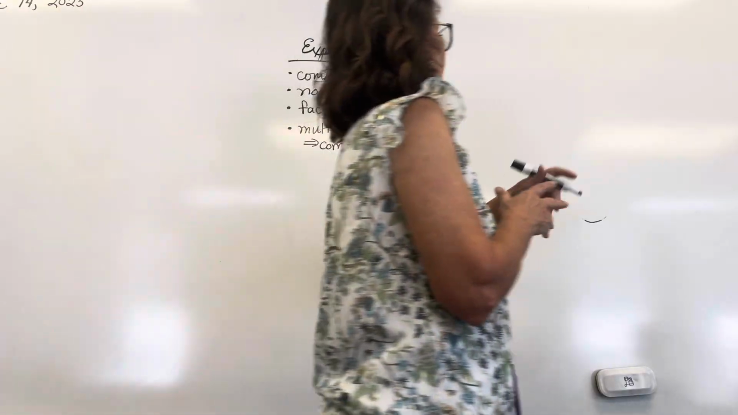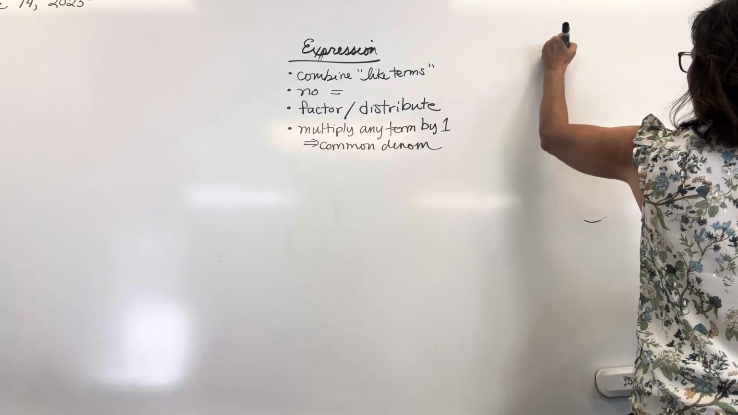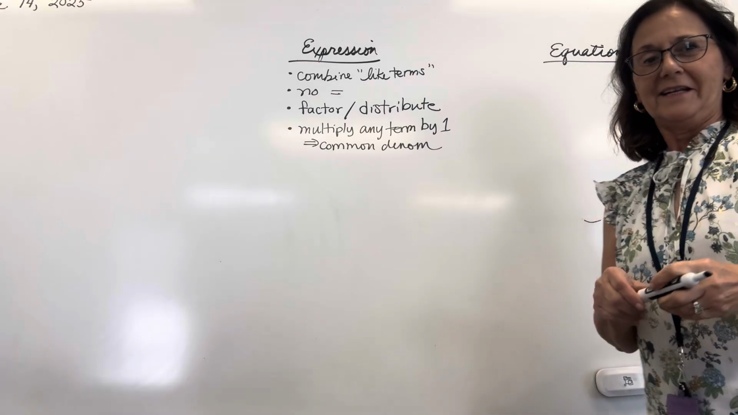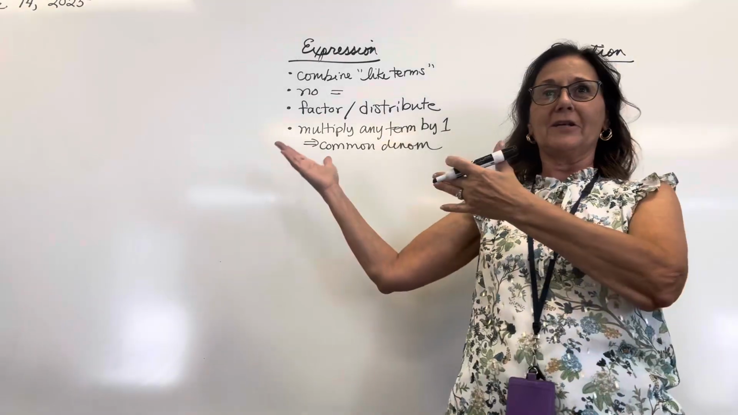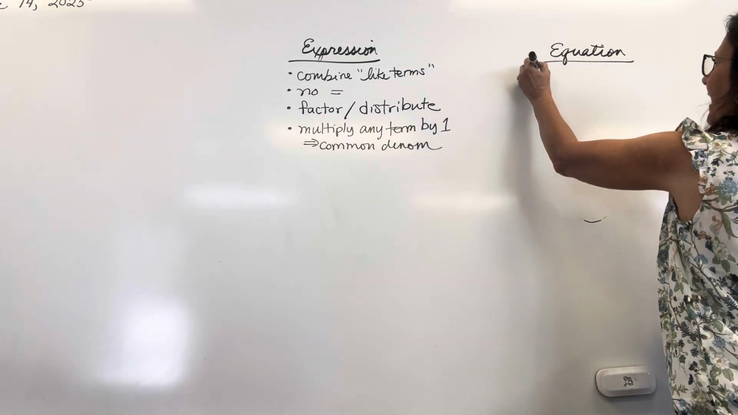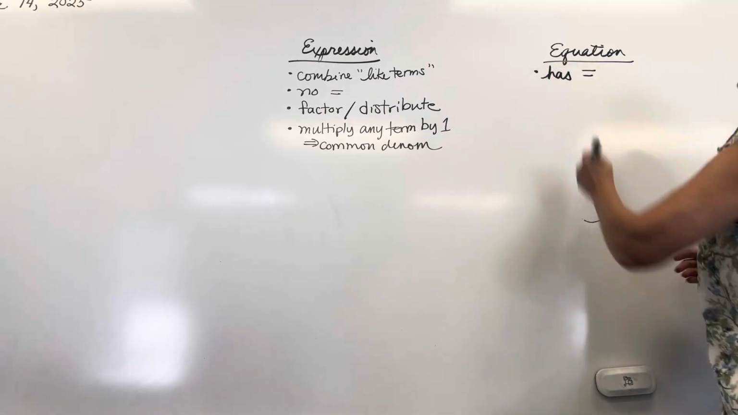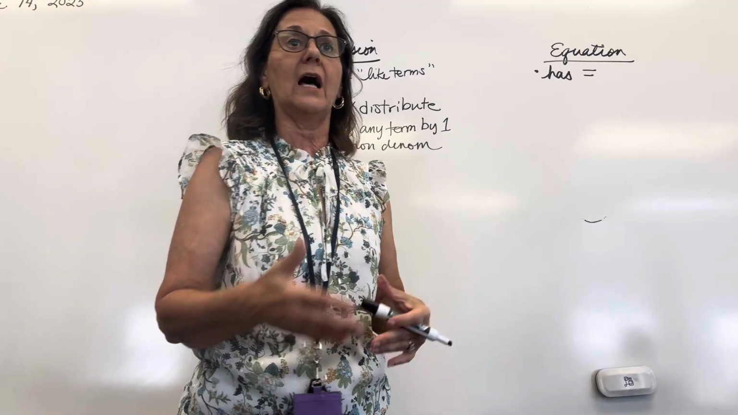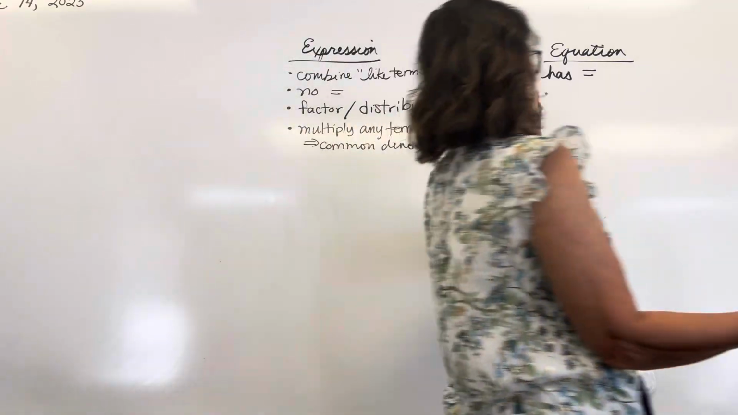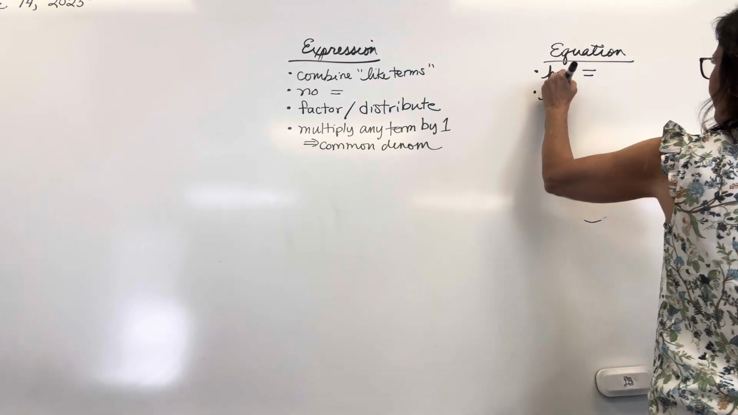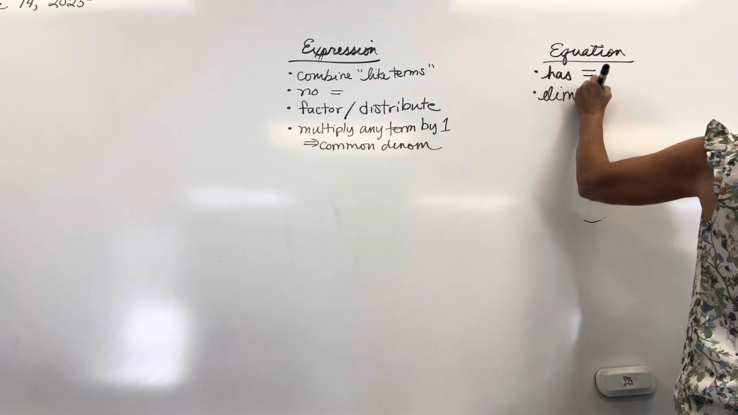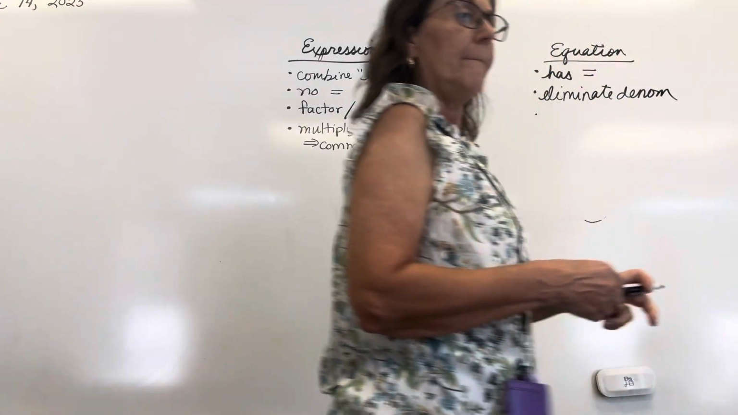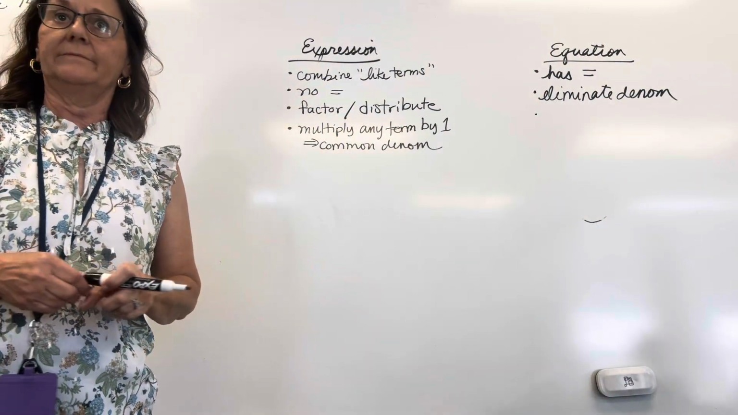All right, now, what about when we have an equation? What are the rules for an equation? What is an equation? How is it different from an expression? It has an equal sign. So what are the rules of algebra if we have an equal sign? This is where we want to eliminate the denominators.